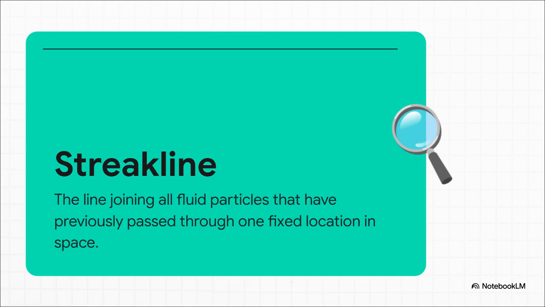And finally, we have the Streakline. This is the one you've probably seen a million times. Think about a smoke wand in a wind tunnel. It's sitting in one spot, just constantly releasing smoke particles. At any moment, the Streakline is the line you get by connecting the dots of all the particles that have ever come out of that wand.